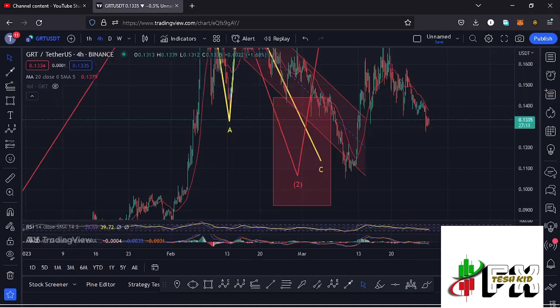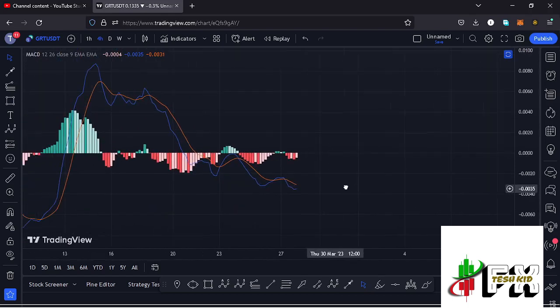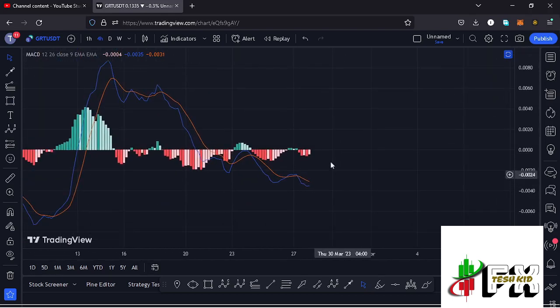Also taking a look at the MACD, we have been able to print a bearish cross, suggesting that there are chances of further breakdown. So let's be patient and see how that plays out, whether we are going to lose the selling momentum here on the MACD to print a bullish cross, and I'll be keeping you updated.